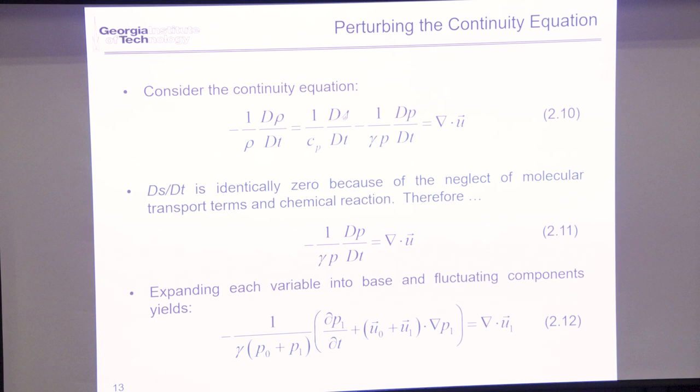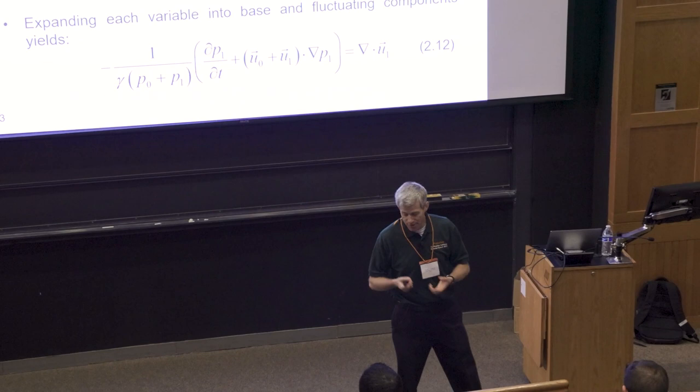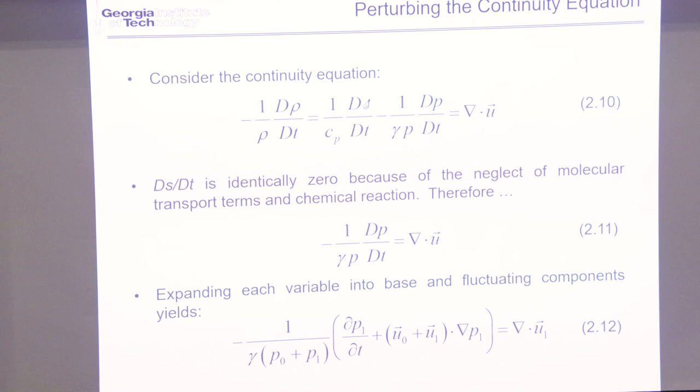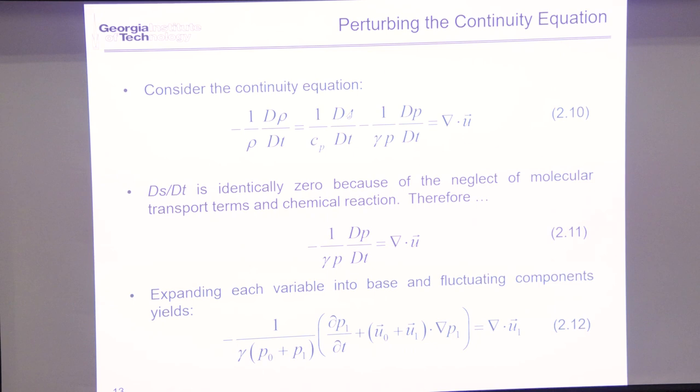And so it's saying that the time rate of change of the density, normalized by the density, is just going to equal how much the volume of the fluid is fluctuating. So that's just the continuity equation, right? It just says that if the volume of the fluid is changing, the density is changing.